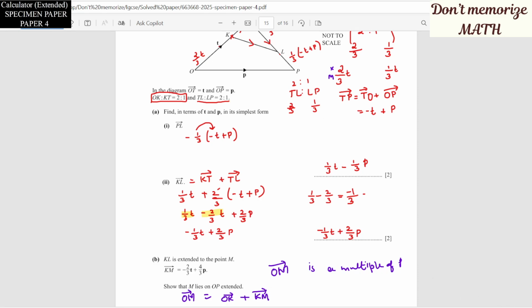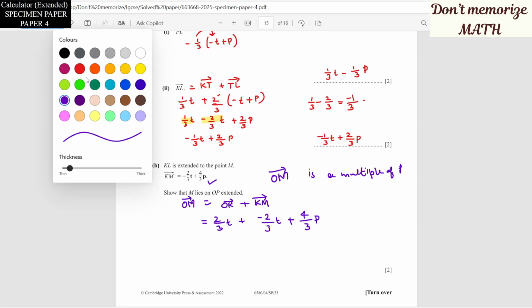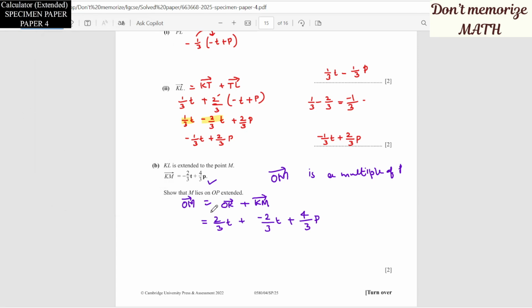OK is 2 over 3t. So we can write OK is 2 over 3t plus what is KM? KM is already given here, minus 2 over 3t plus 4 over 3p. So what happens here? We can cancel 2 over 3t minus 2 over 3t, it is 0. So we'll get 4 over 3p. So now what we got? OM is a multiple of P, right?